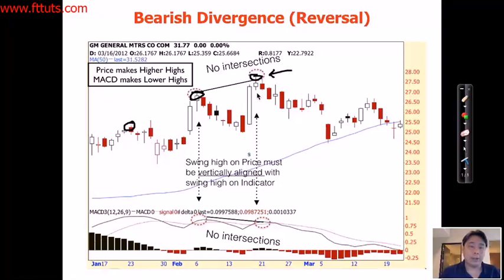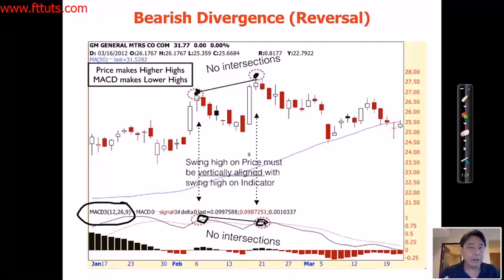So we connect swing highs. We will connect this swing high to this swing high, right? And when we connect it together, we can see it's making higher highs, okay? We then look at the corresponding swing highs on the indicator, which is in this case the MACD, right? If I were to imagine a dotted line going down, it's going to be vertically aligned. So this swing high on the price corresponds to this swing high on the MACD. Can you see that? Swing high.